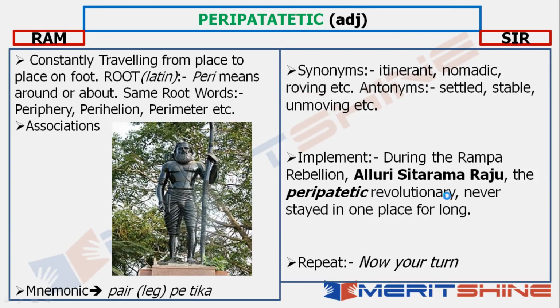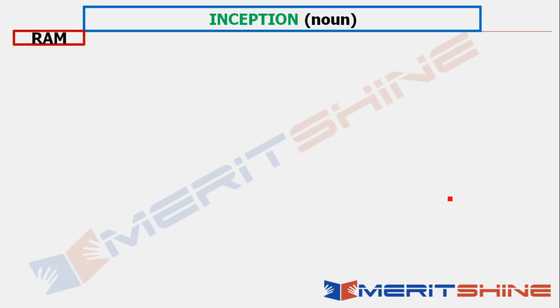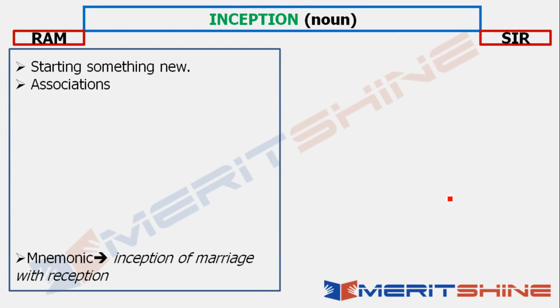Next word: inception. Let's see what it means. Many of you might know the meaning of the word inception. It means starting something new. Yes. And for the mnemonic of inception, I found something very interesting.